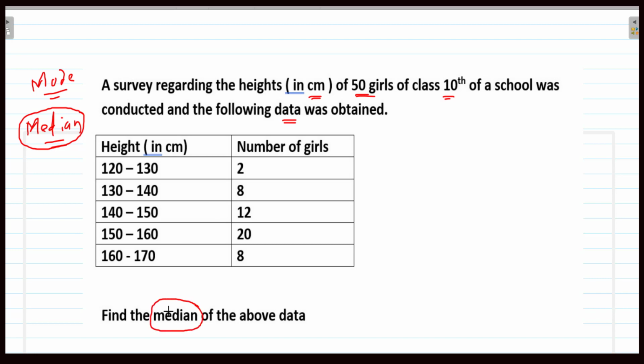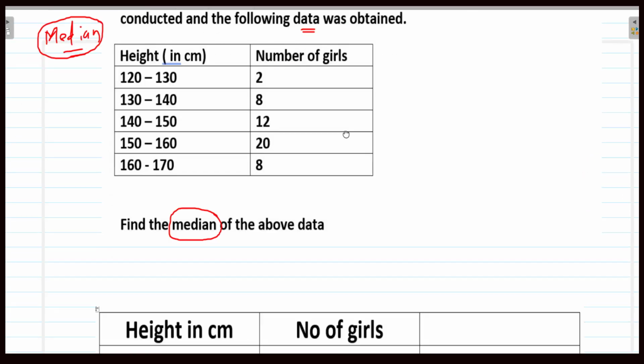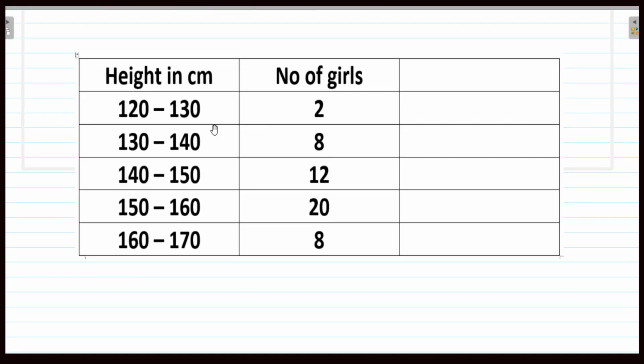To find the median of the given data, we have to add one more column to these two columns, that is class and frequency. So first we will draw that table. Here is the table: height in centimeters is the first column, number of girls the second column, and the third column, which we have added, is of cumulative frequency. So add the column for cumulative frequency.